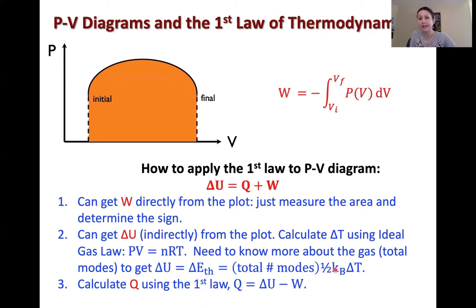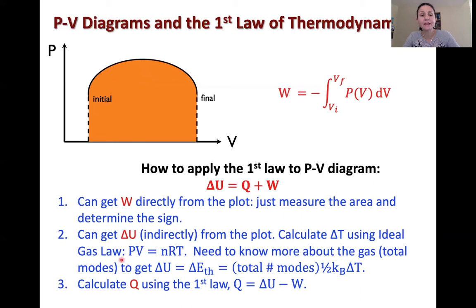How do we find that? Well, we need to know how many moles we have and what type of gas. So this is going to be different for a monatomic gas versus a diatomic gas and so on. So you do need a little bit of additional information, such as the type of gas you have or its specific heat, in order to find delta U directly from your PV diagram.